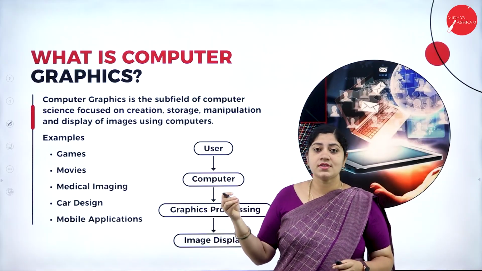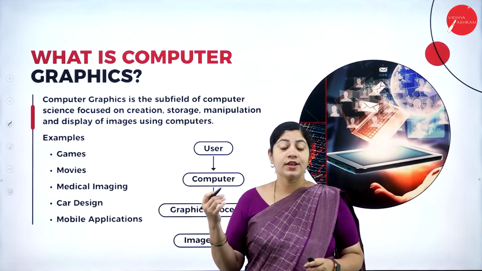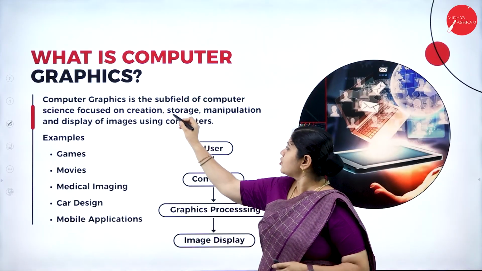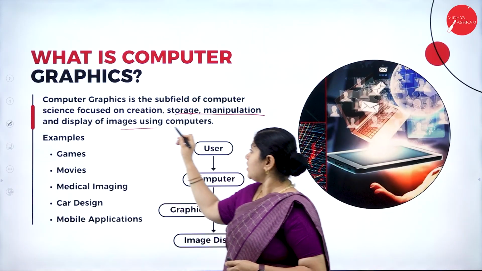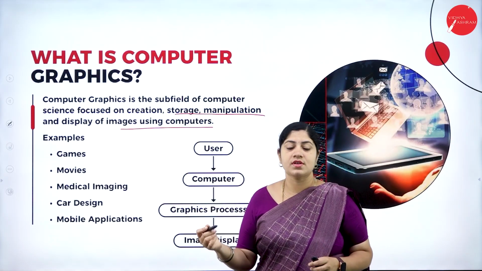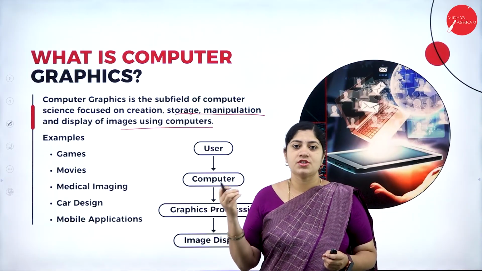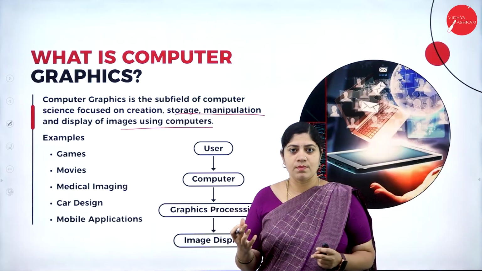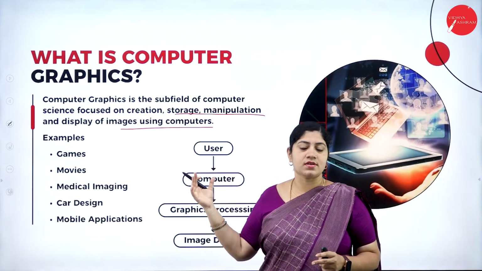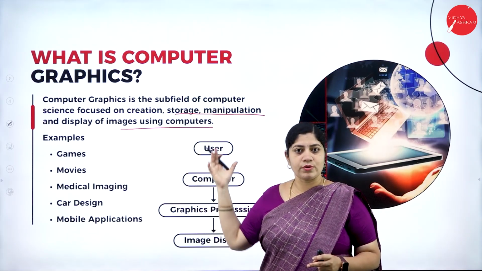So let's begin with understanding what is computer graphics. Computer graphics is a subfield of computer science on creating graphics. It means creation, storage, manipulation, and display of images using computers. So whatever we do with respect to a change in dimension or change in the property of an image, it can be considered as a change in a graphic of that image. Indirectly, we can call it a computer graphic.